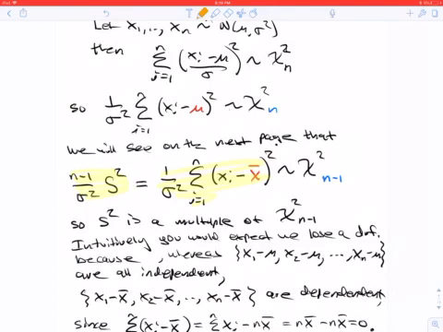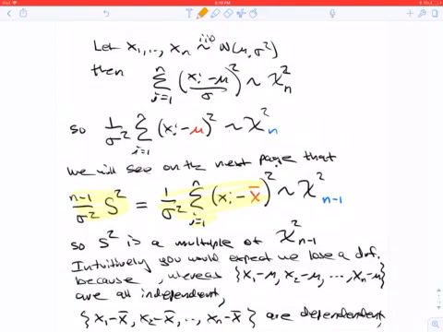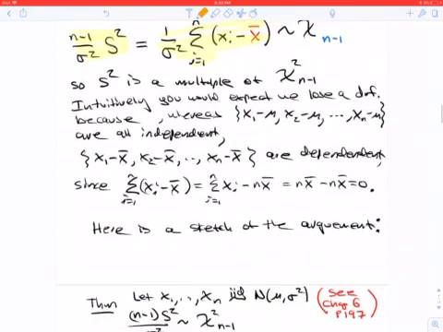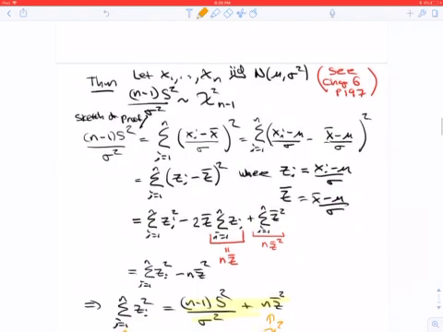This is something that we're going to prove, but it is interesting because 1 over sigma squared times the sum of xi minus mu squared is actually chi-squared with n degrees of freedom. So substituting the mu with the sample mean, actually we lose 1 degree of freedom. But that's plausible because whereas the xi minus mu are all independent, the xi minus x bar are in fact dependent.